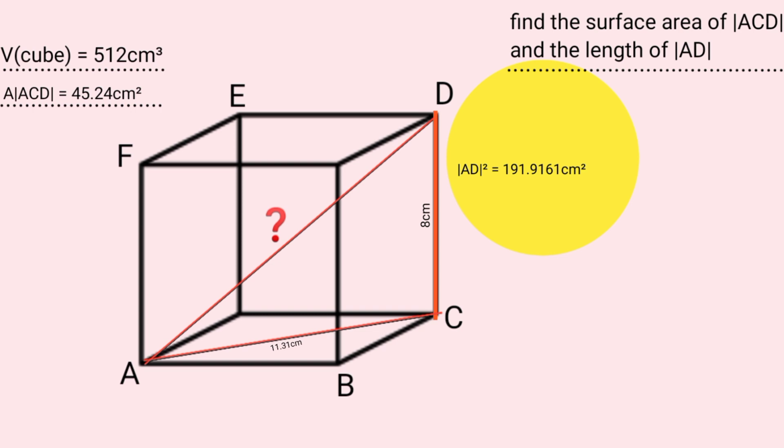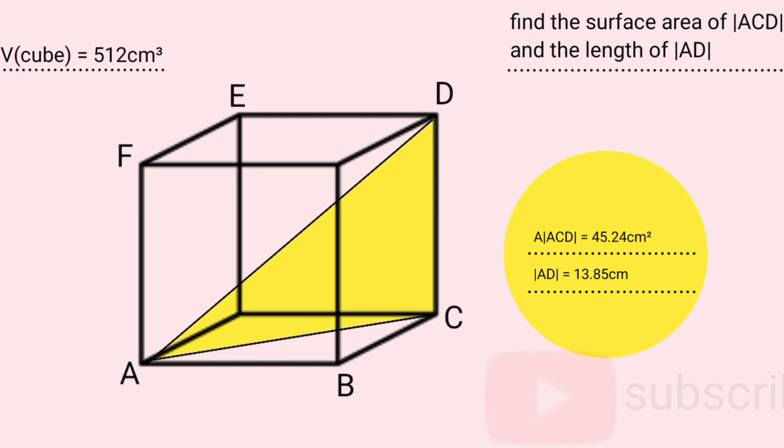To find the exact length of line AD, we find the square root of both sides. Now line AD squared equal to square root of 191.9161 centimeters squared. Square root of line AD squared is line AD, and here square root of 191.9161 centimeters squared is 13.8534, approximately equal to 13.85 centimeters. So line AD equal to 13.85 centimeters.